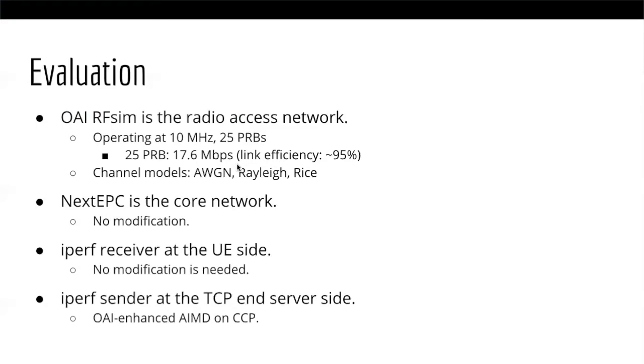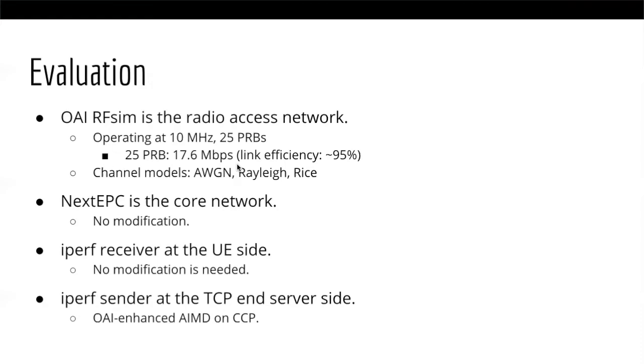Okay, let's talk about our evaluation environment here. As we said, we use the OpenAirInterface for realizing the radio access network. So as the base station, we use the OAI RF simulator operating at 10 megahertz. For the core network, we used NextEPC, and as we talked, we did not have any modification for the core network yet, but as future work, we definitely want to modify the core network to maintain this messaging protocol between base station.